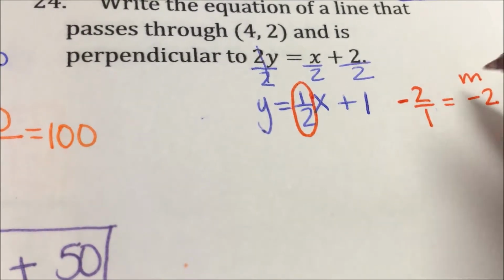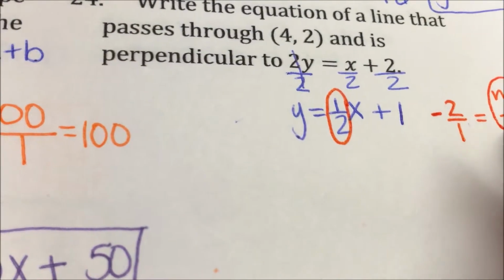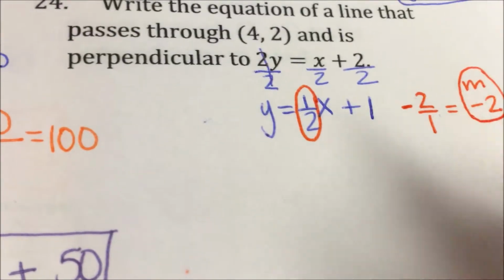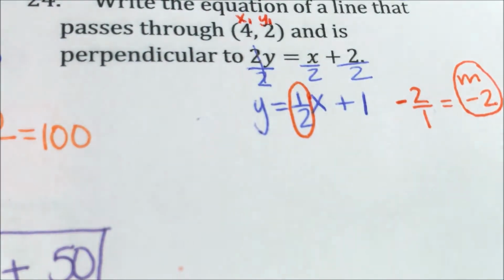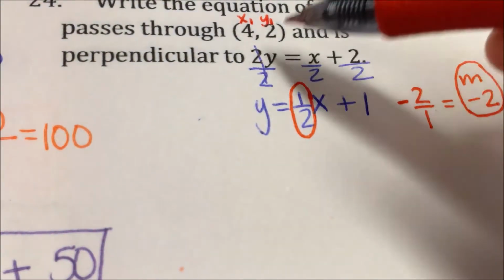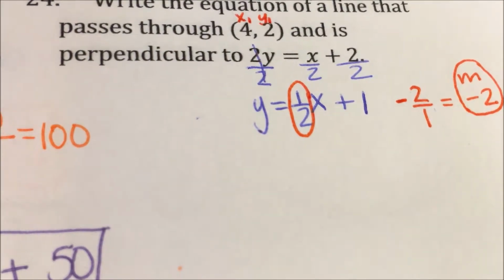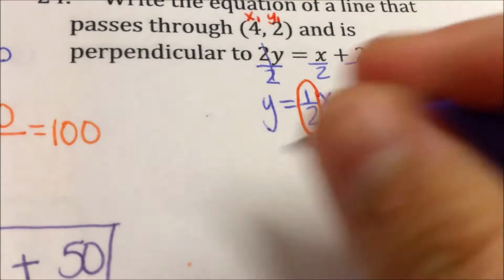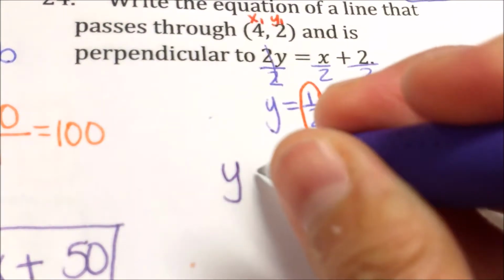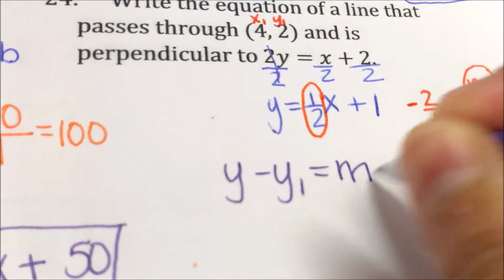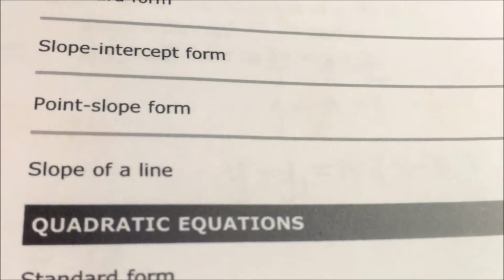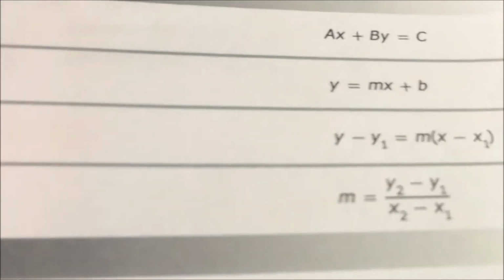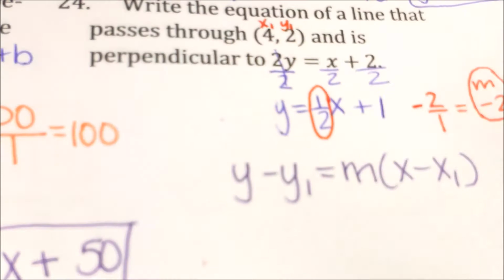So we have a slope and we have a point. So we have point, slope. We're going to use point-slope form. So point-slope is y minus y1 equals m times (x minus x1). And I get that from the formula chart. Point-slope, second one, there it is. Third one, sorry.